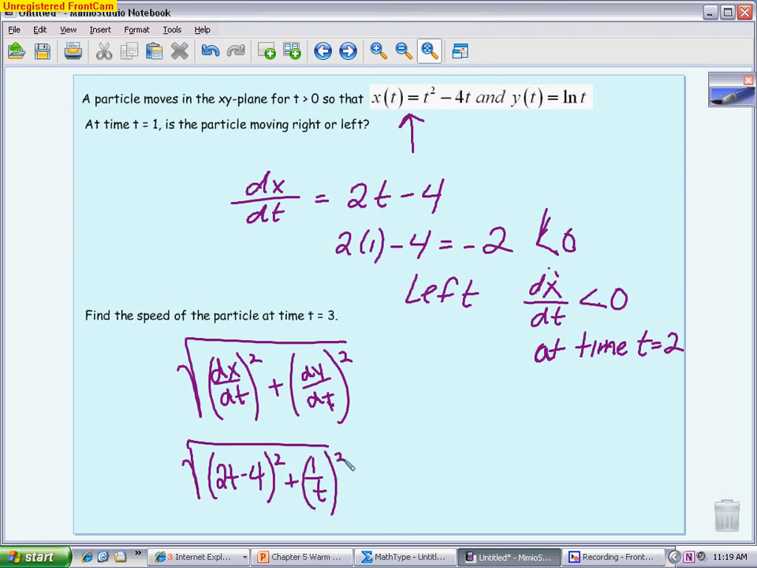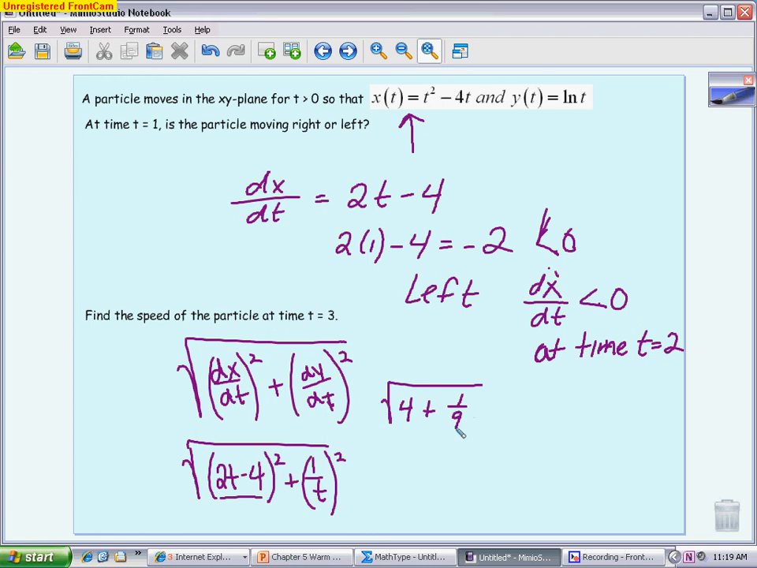Now I'm going to plug 3 in. So when I plug 3 into the first piece, I get 2 times 3 is 6, minus 4 is 2. 2 squared is 4, so I have the square root of 4. When I put 3 in the other equation, I get 1/3, and 1/3 squared is 1/9.